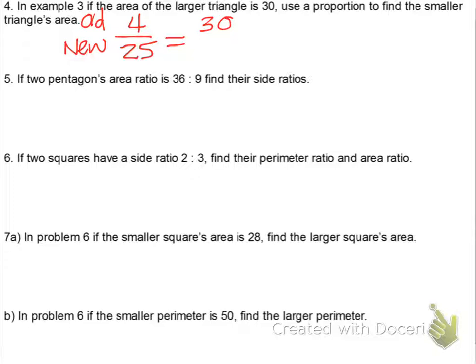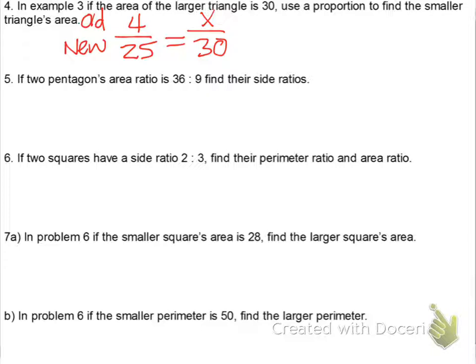Use a proportion to, sorry, I just put that 30 in the wrong place. X-nay that. So use a proportion to find the smaller triangle's area. Well, which one of these numbers is going to be the smaller? That would be the 4. So that's where I'm going to put X, and then I'm going to put 30 here. And this is really easy.